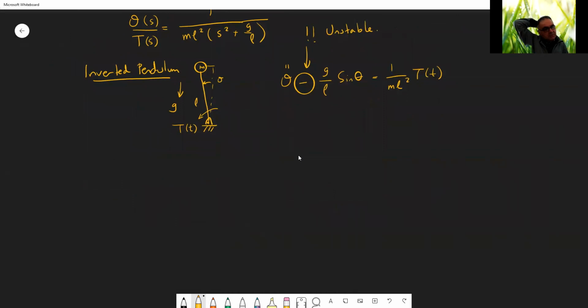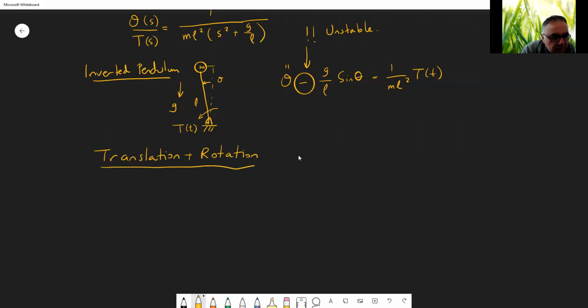Okay, so we have introduced the pendulum and the equation and the linearization. Now, we have said that we have translation in systems. We have also rotational systems, but quite often we have their combinations. So we might have translation plus rotation in a system. Let's look at how we deal with that, and I will give you the simplest possible example.